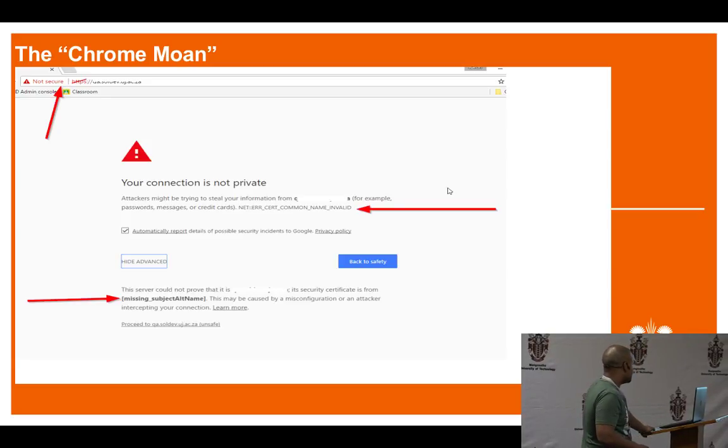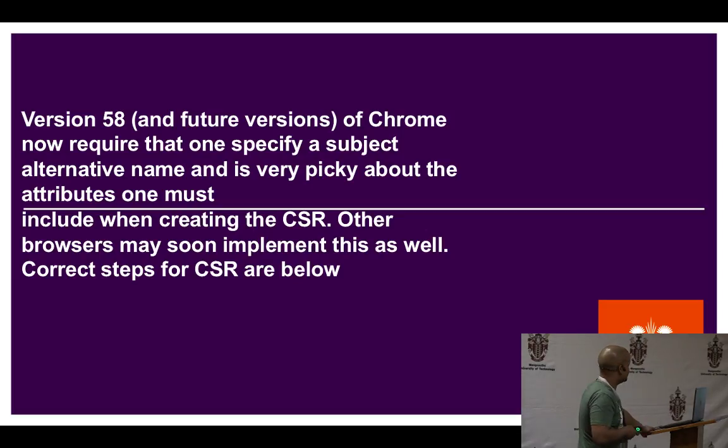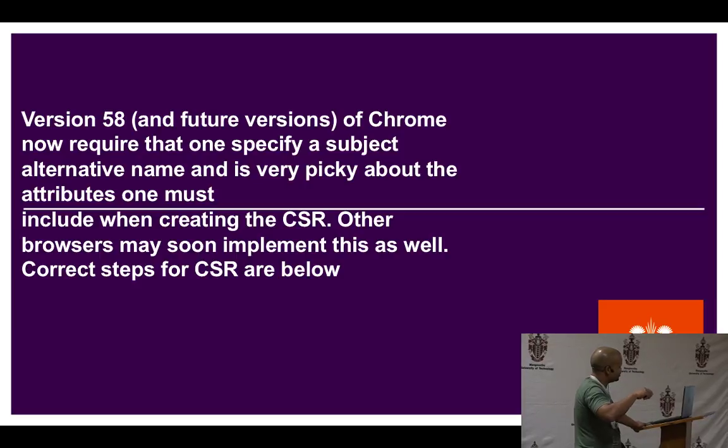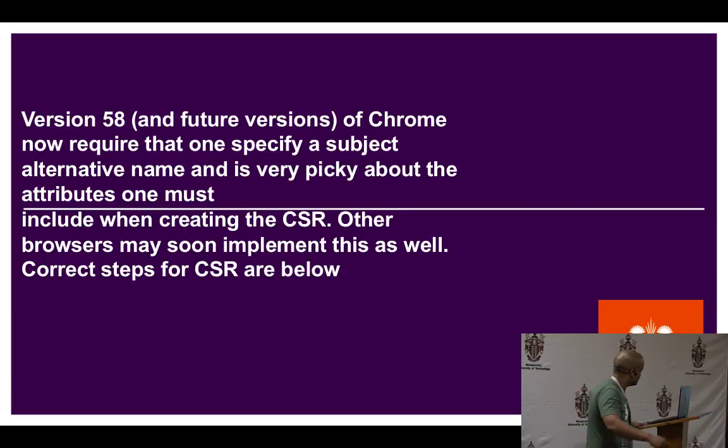The reason for this was that version 58 and future versions of Chrome now require that one specify a subject alternative name when you're doing a certificate signing request, and it's very picky about the attributes you must use. I thought it important to mention because you never know, other browsers may start doing this as well, and you're going to get a lot of complaints from your users.